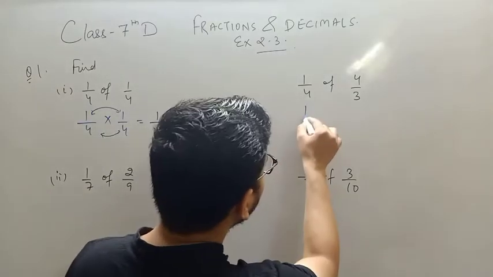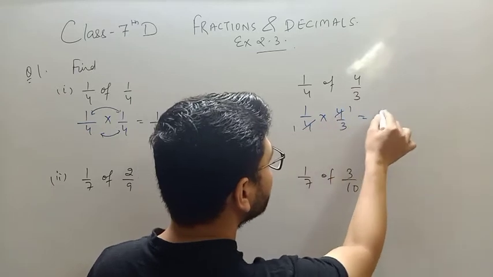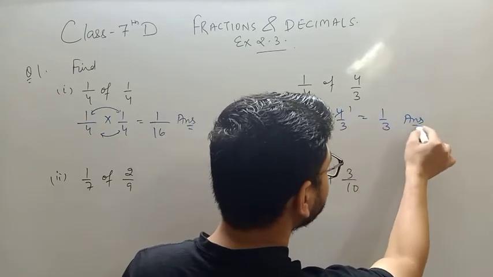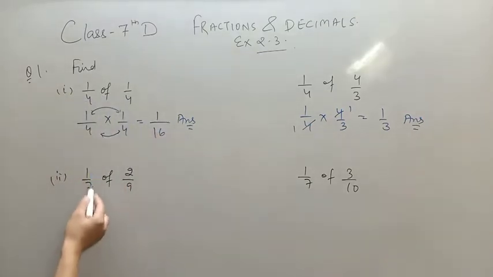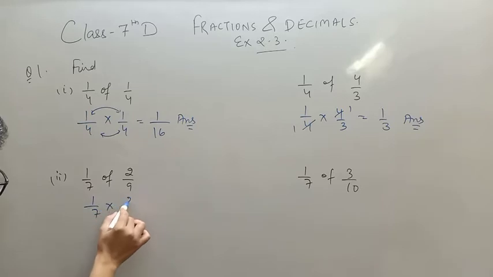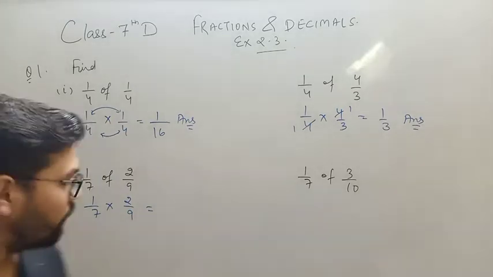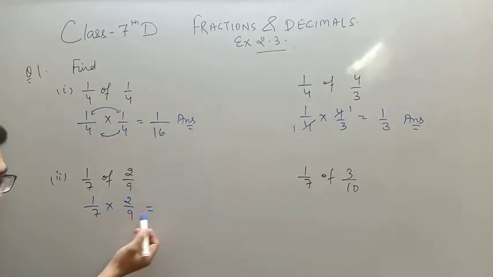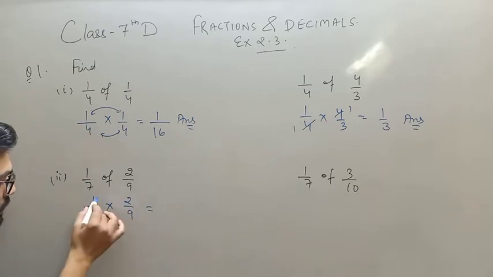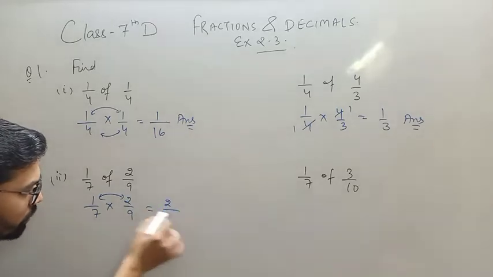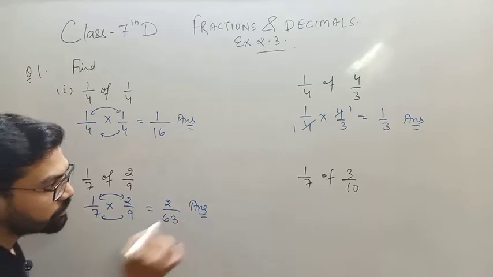Similarly, 1 upon 4 of 4 upon 3 means 4 ones are 4, 4 ones are 4, so 1 upon 3 is your answer. Any doubt? Similarly, I have 1 upon 7 when I multiply it with 2 upon 9. So here nothing cancels out with each other, right? 2 cannot be cancelled with 7, neither 9. So I can simply multiply the numerators: 2 ones are 2 and 9 sevens are 63. So this is your answer.